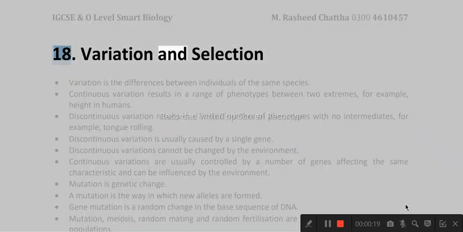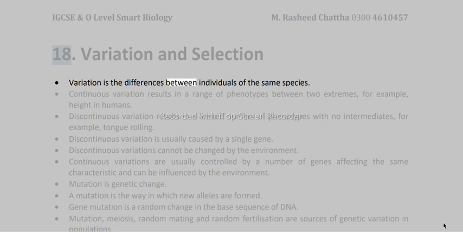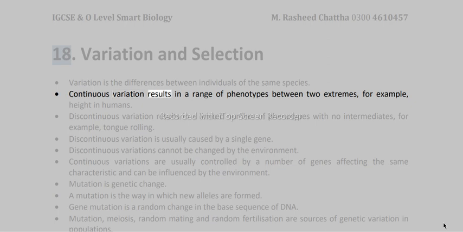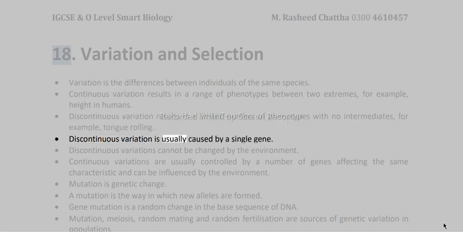18. Variation and selection. Variation: differences between individuals of the same species. Continuous variation results in a range of phenotypes between two extremes, for example, height in humans. Discontinuous variation results in a limited number of phenotypes with no intermediates, for example, tongue rolling. Discontinuous variation is usually caused by a single gene.